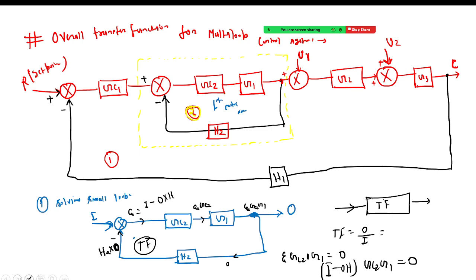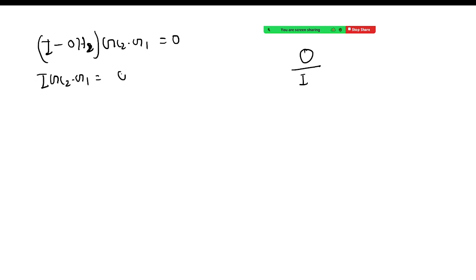Is it clear? So here I can write (I minus O H2) into Gc2 into G1, that is equal to O. And we are very much interested in knowing the value of O by I. So I'll make O on the right hand side, and I'll keep I on the left hand side, right? So I Gc2 into G1 is equal to O. I'll take I common, and 1 plus H2 Gc2 G1.